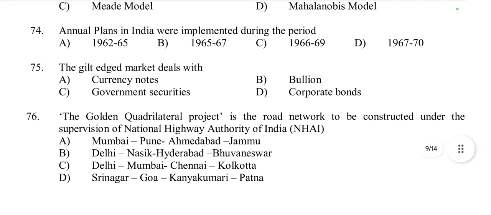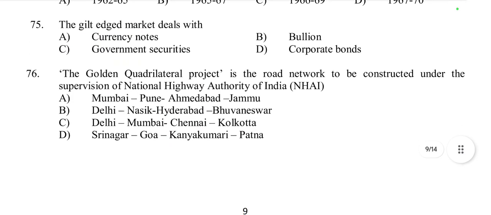Then question number 75: the gilt-edged market deals with currency notes, bullion, government securities, or corporate bonds. The gilt-edged market deals with government securities. So option C is right here, government securities.